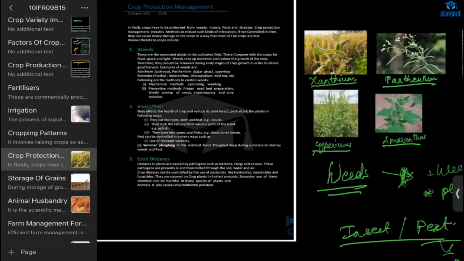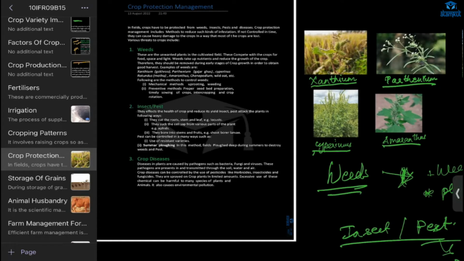Yes, they are also a type of plant, right? Yes, ma'am. So they compete with the crops which we have planted. Okay, they are using those nutrients, so that's why they have to be removed. They will be removed manually, or they can use weedicides.